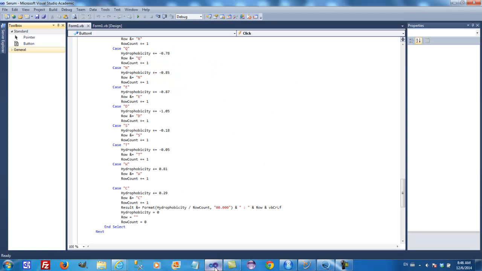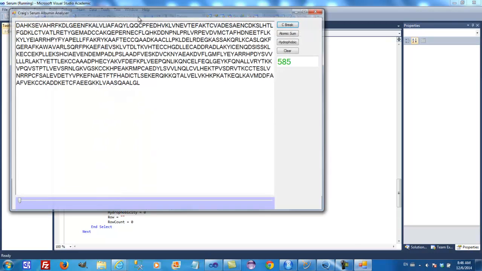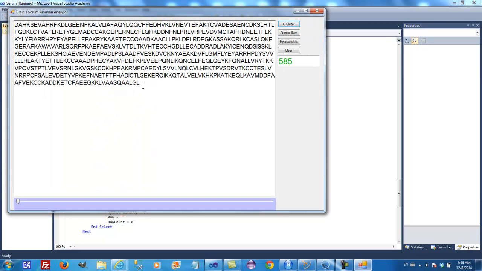Now, what we're going to do is look at the amino acid sequence of serum albumin. Serum albumin consists of 585 amino acids. It also is characterized by having many disulfide bonds. In fact, there are 17 disulfide bonds between the cysteine amino acids in this sequence.